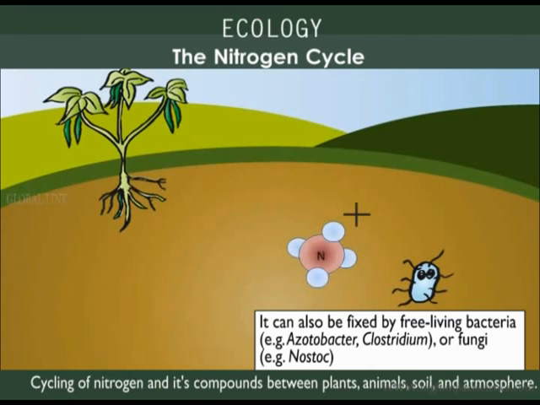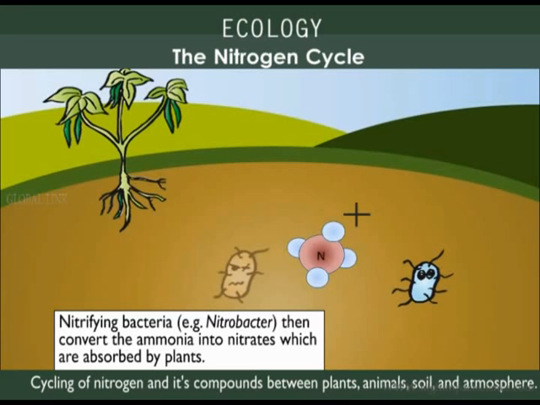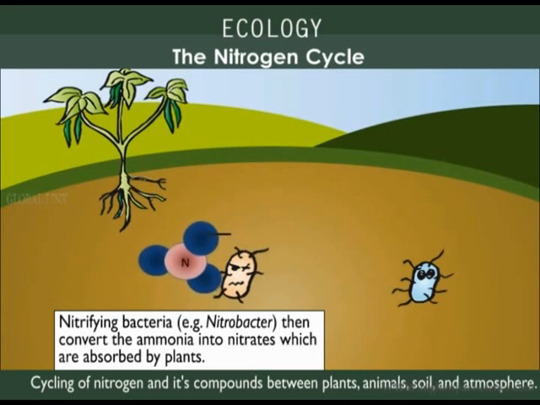Nitrifying bacteria such as Nitrobacter convert the ammonia into nitrates. The nitrates are absorbed by plants for utilization.